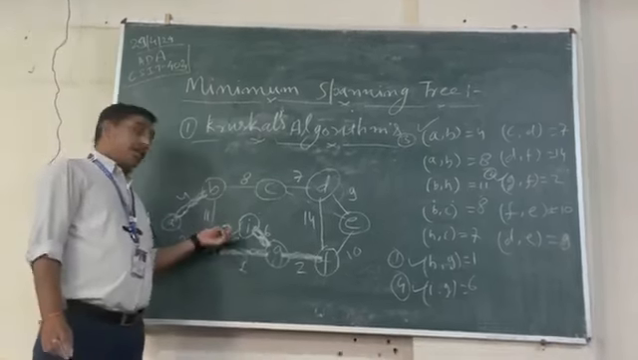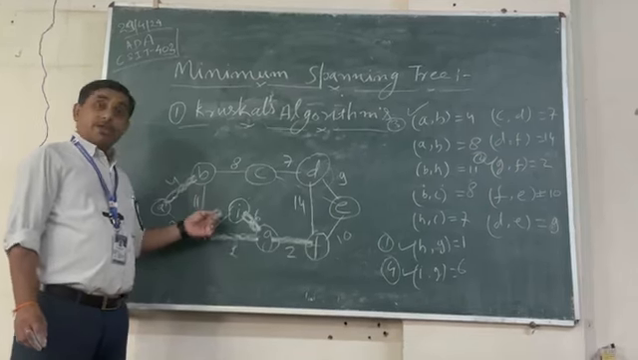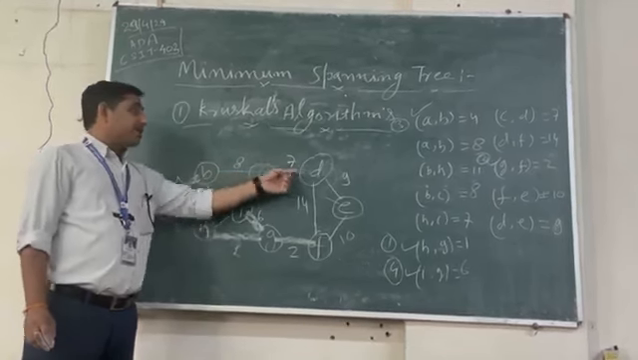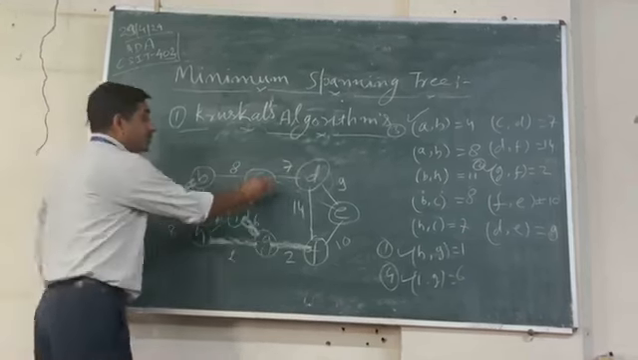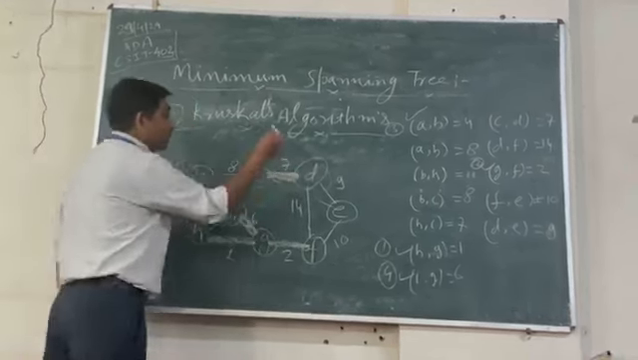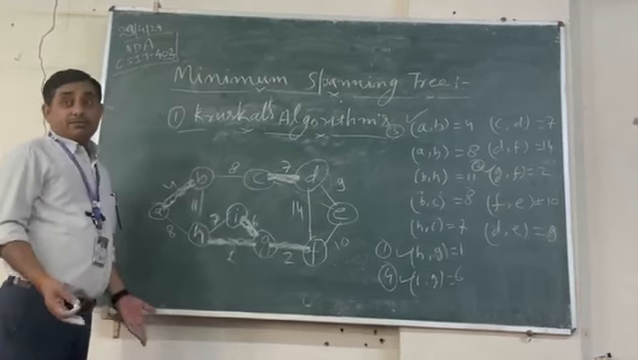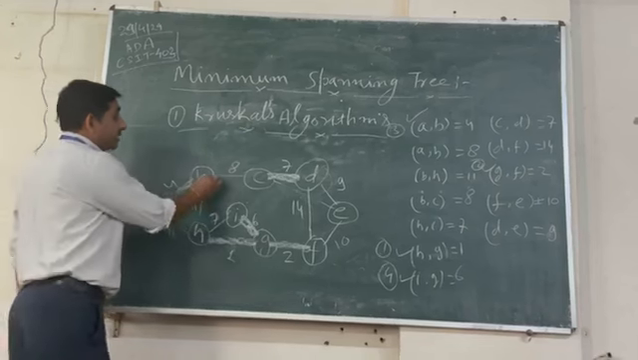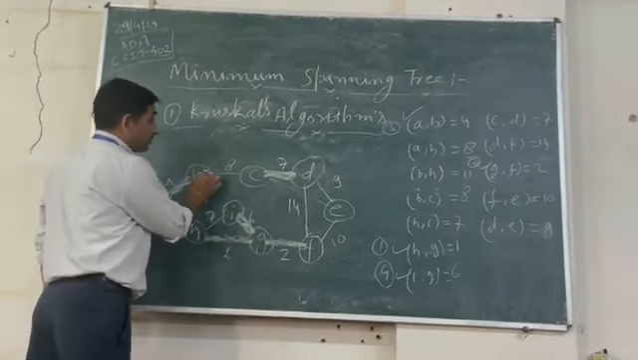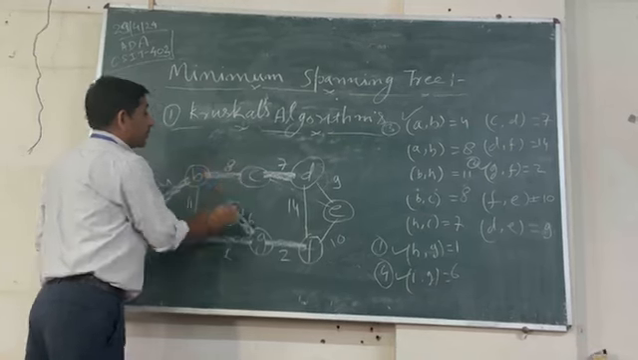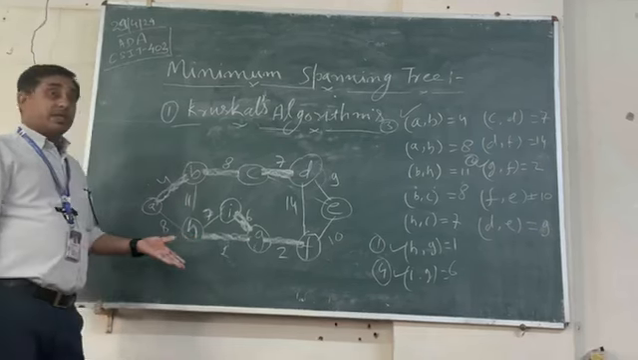But in this case the closed loop is not possible for C to D, so we'll not select the other one, we'll select this one, C to D. And again we'll find the next minimum edge. The next minimum edge is 8. Clear? 8.